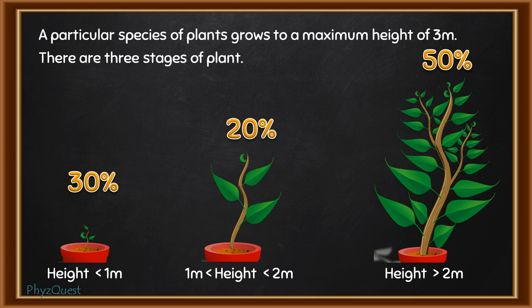Now the question is based on the growth rate of the plant. As you can see, 50% of plants have height more than 2 meters and the maximum height, as mentioned, is 3 meters. So we can say that at this stage the plants have reached almost the maximum height. At this stage most of the plants have reached their maximum height. So we can say that at this stage the growth rate is least, that is, the minimum growth is here.